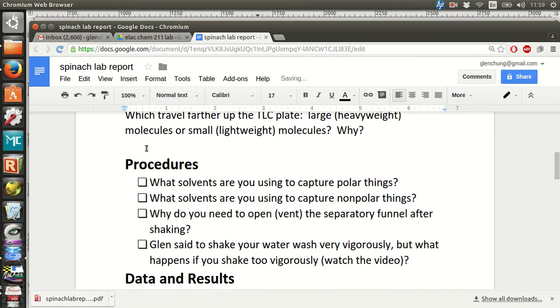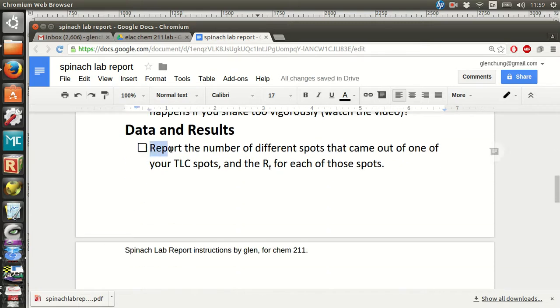Okay, now data and results. Just the same as in the introduction. Please report the number of spots that you had, and then report the RF values. However, in the data and results, don't just use one of the TLC spots, but please discuss all of your TLC spots. If possible, please post a picture.